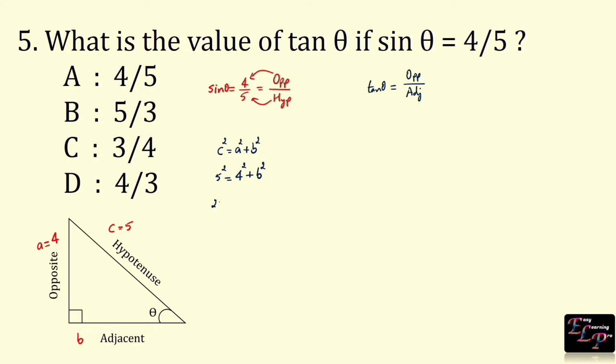5 square is 25, 4 square is 16 plus b square. So b square is given by 25 minus 16, which is equal to 9. But we want the value of b, which is given by square root of 9, that is equal to 3. So the value of adjacent side is 3. Now tan theta is given by opposite by adjacent. So opposite side is 4, adjacent is 3. So the answer is 4 divided by 3.